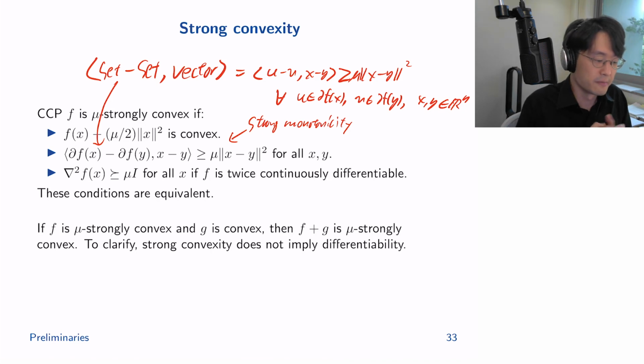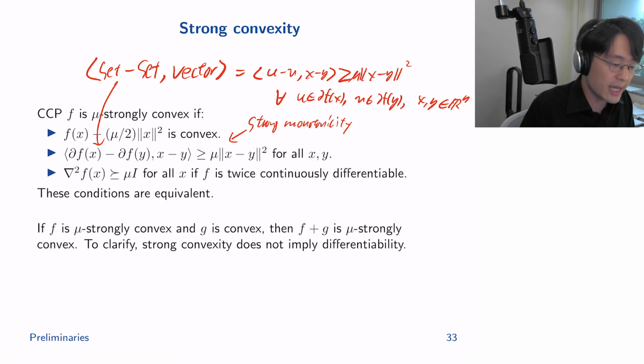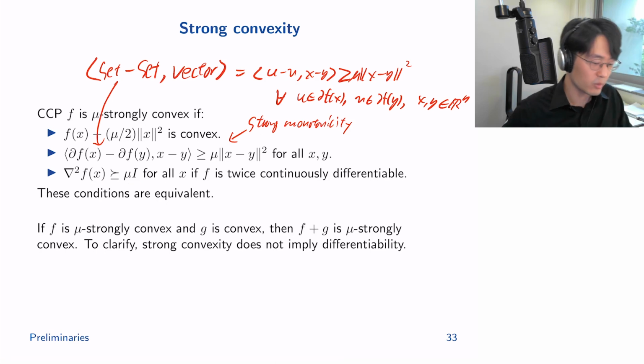These first two conditions are actually equivalent. This is not obvious, but it's possible to show that the two conditions are equivalent. Another definition of strong convexity is that if the function f is twice continuously differentiable, then f is strongly convex if the Hessian of f has a spectrum lower bounded by mu. This means the Hessian minus mu I is positive semi-definite, which is equivalent to saying that the eigenvalues of the Hessian are bigger than or equal to mu.